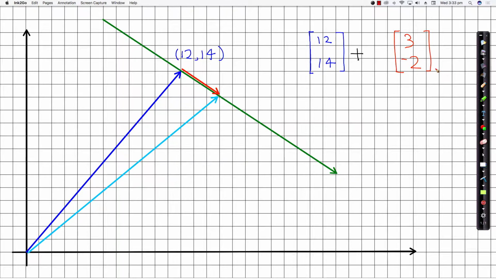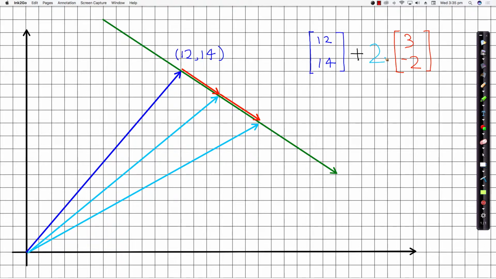Let's now imagine that instead of going just one red vector along the line, we go 2 red vectors along the line. Notice here, if we use 2 red vectors, then we are still on the green line. This new vector that points to this new point on the green line is our known vector in dark blue, and this time we add 2 lots of our red vector. So our new vector is the vector [12, 14] plus 2 lots of [3, -2]. This gives the new resultant light blue vector of [18, 10].